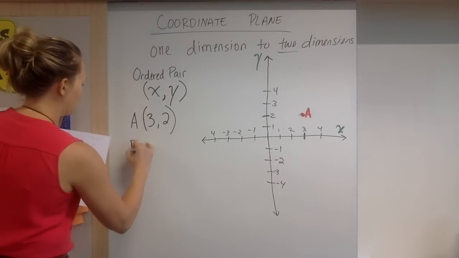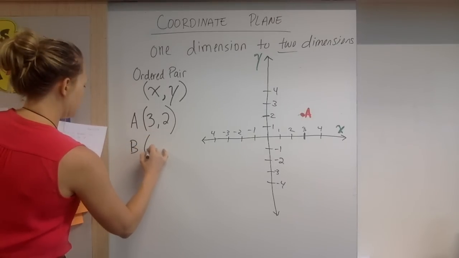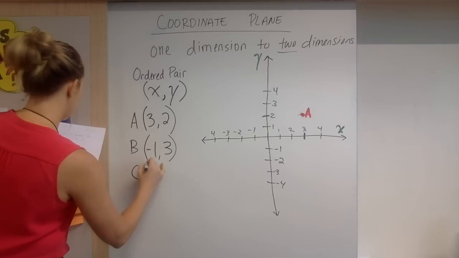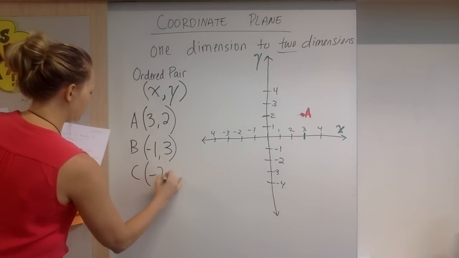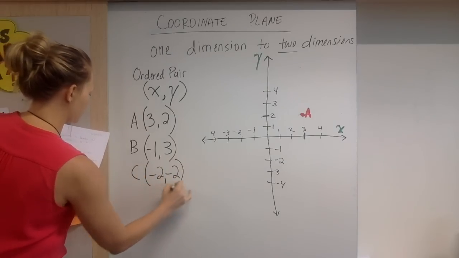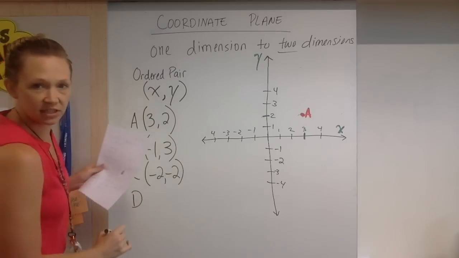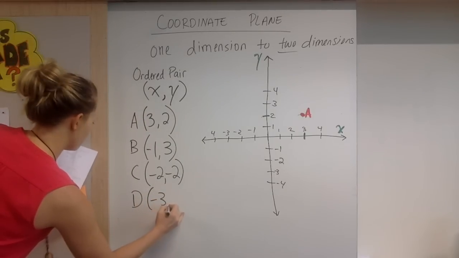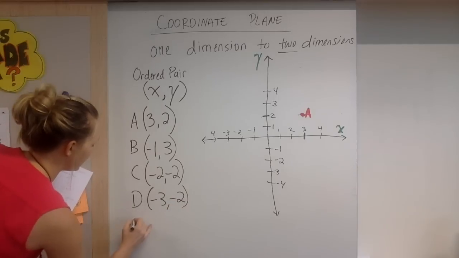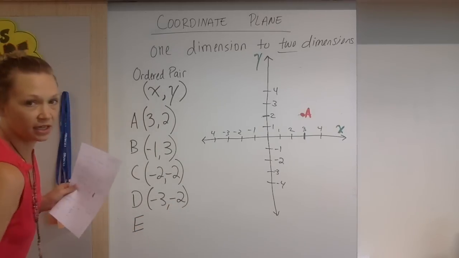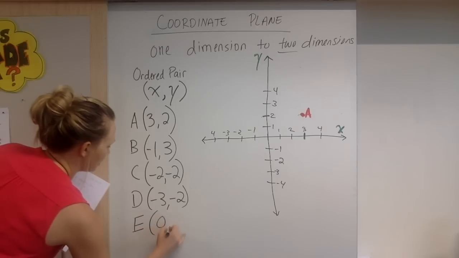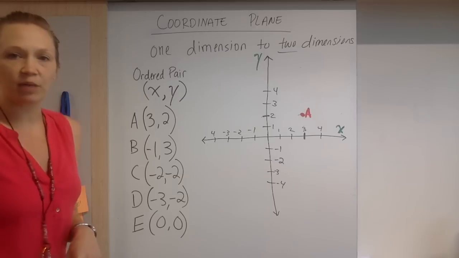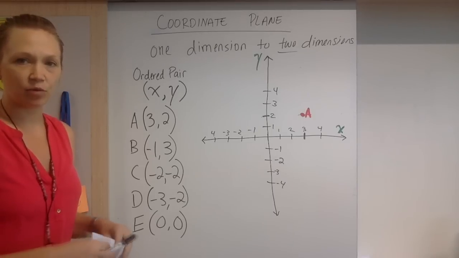So here is B, -1, 3. Here is C, 2, -2. And here is D. Can you see that? Okay, good. D is -3, -2. And finally, E, I want you to think about this one, is 0, 0. Pause this video and try to plot those on your graph, and let's see where we're at.